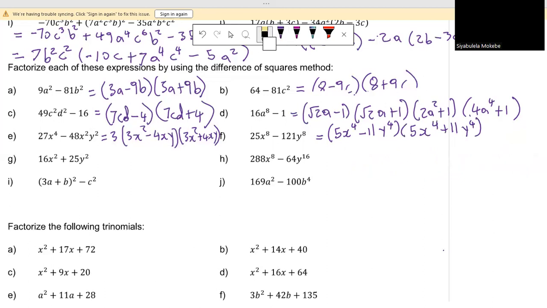Then let's look at G. G, 16x squared plus 25y squared. Notice that this is not a difference. This is a sum. And so we cannot factorize the sum. So there's nothing we can do with this one, right? Because it's not a difference, but a sum. So we can just leave it like that.